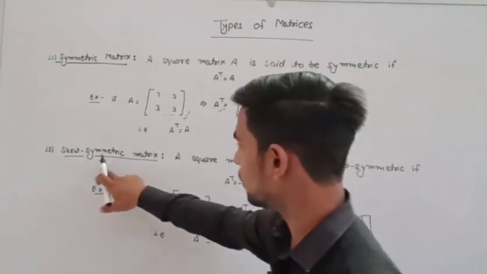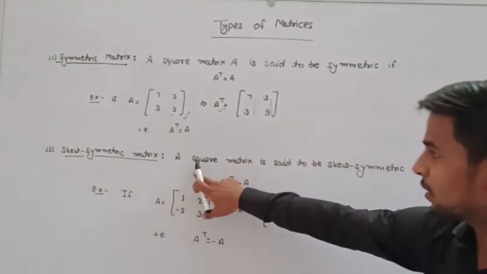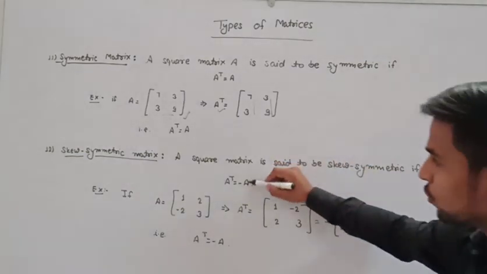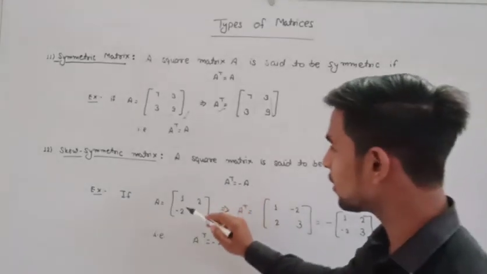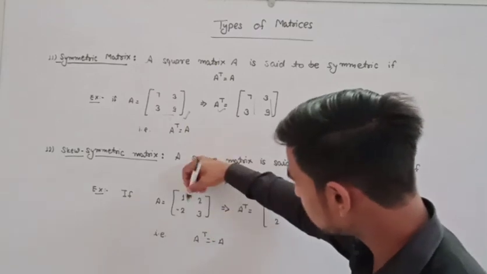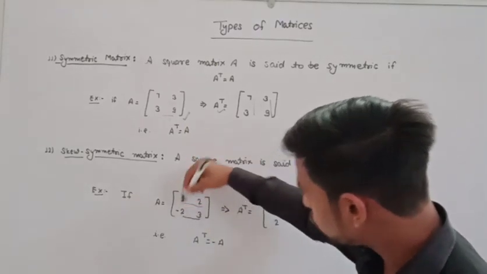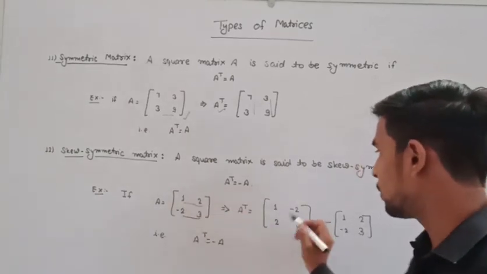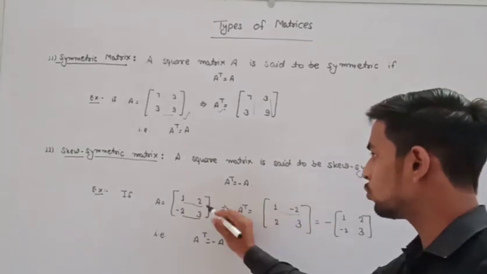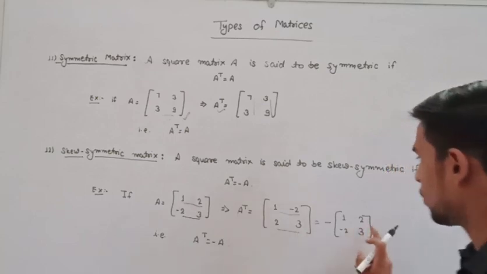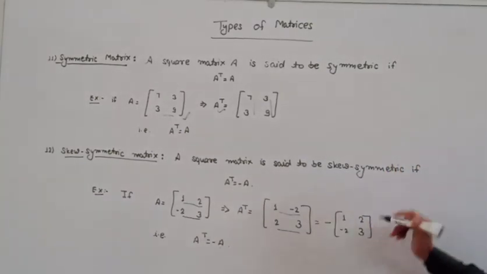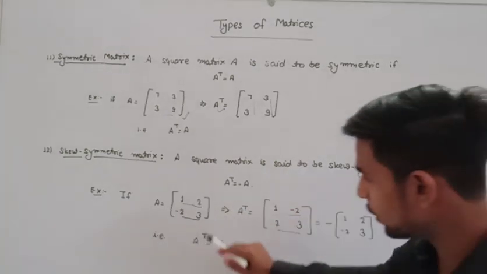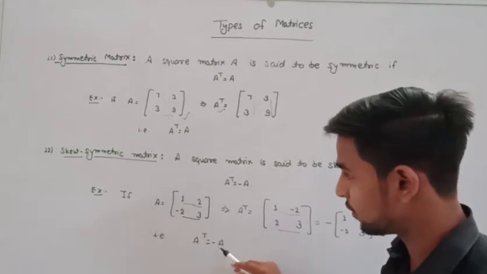The next type is the skew symmetric matrix. What is the skew symmetric? A square matrix is said to be skew symmetric if A transpose is equal to minus A. Here in this example the matrix is 1 2 and minus 2 3. On transposing, we find 1 minus 2 and 2 3. On taking minus 1 common, we find 1 2 minus 2 3 which is equal to A, so A transpose is equal to minus A.